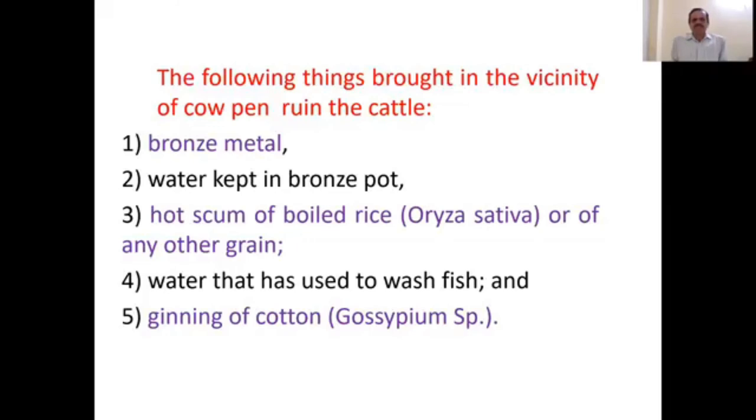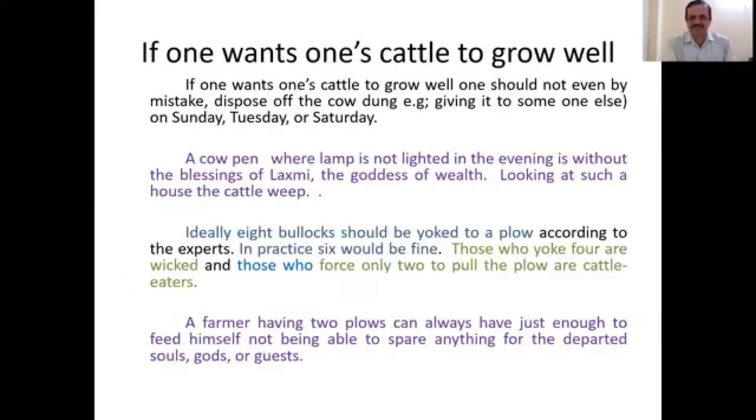So bronze metal should not be brought near the cow pen, then water kept in a bronze pot should not be brought, then hot scum of boiled rice or any other grain should not be brought, then water that has been used to wash fish and also ginning of cotton should not be brought near the vicinity of the cow pen, as it is mentioned. And also it is mentioned, if one wants one's cattle to grow well, what should be done?